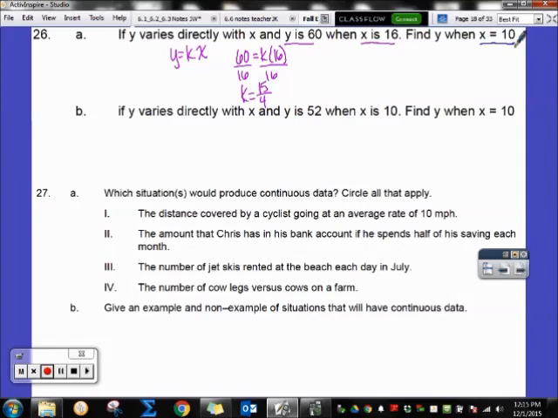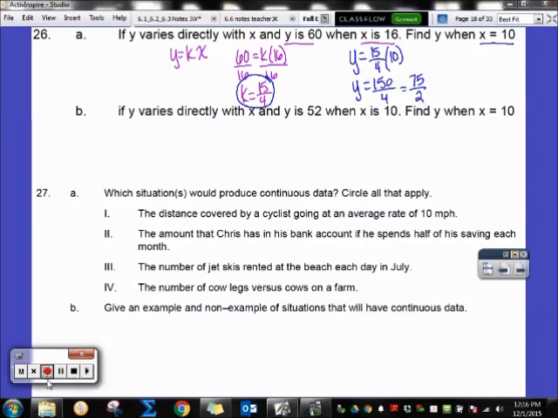Then we can use that same equation, but this time we're going to use the fact that x equals 10, and we're going to use our k, and we're going to plug into y equals kx again. So we would have y equals k, which is 15 over 4, times 10. So y equals, if you could cross reduce, or you can just multiply, and then you could reduce. So 75 over 2.